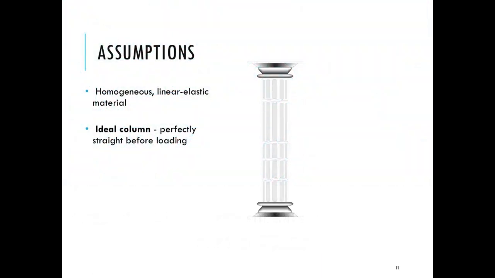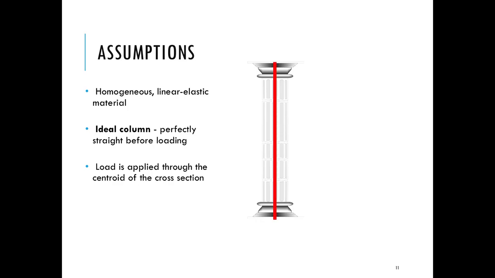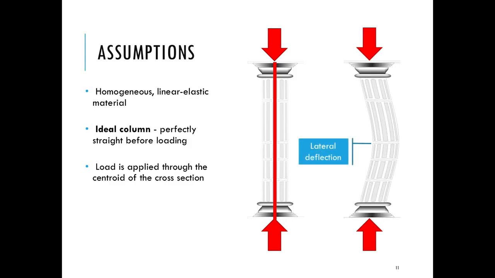First of all, there are a few assumptions for this analysis. Firstly, we are assuming that our material is homogeneous and linear elastic, and that our column is perfectly straight before we load it up. That is, it's an ideal column with no imperfections in it. Third, we assume that the load that we're applying is through the centroid of the cross section, so it's basically being applied axially through our column. And finally, we assume that the buckling, or the large lateral deflections, only occur in a single plane.